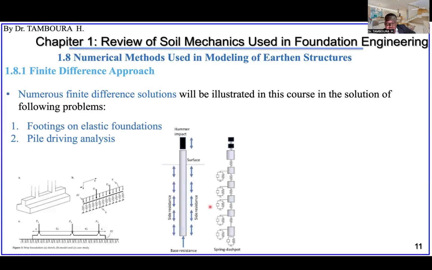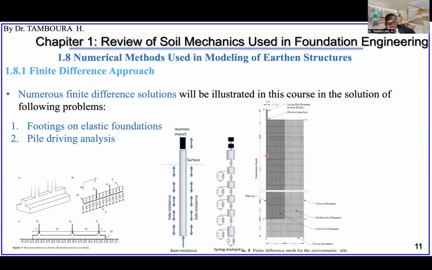So just keep following. And we will also use the finite difference approach to solve problems related to pile driving analysis. Pile driving, if you drive a pile, as in this illustration, you have the ground around the pile here, and by using this kind of hammer to impact, to hit the pile, so that it can go into the ground. Okay. We can model this like springs. Can you see the springs between the pile material, and also springs can be used to model the soil around the pile.